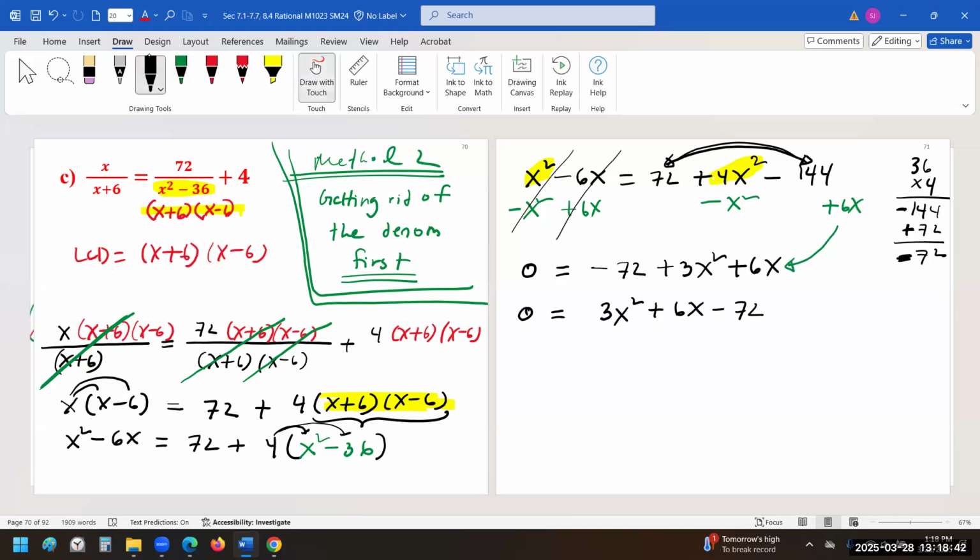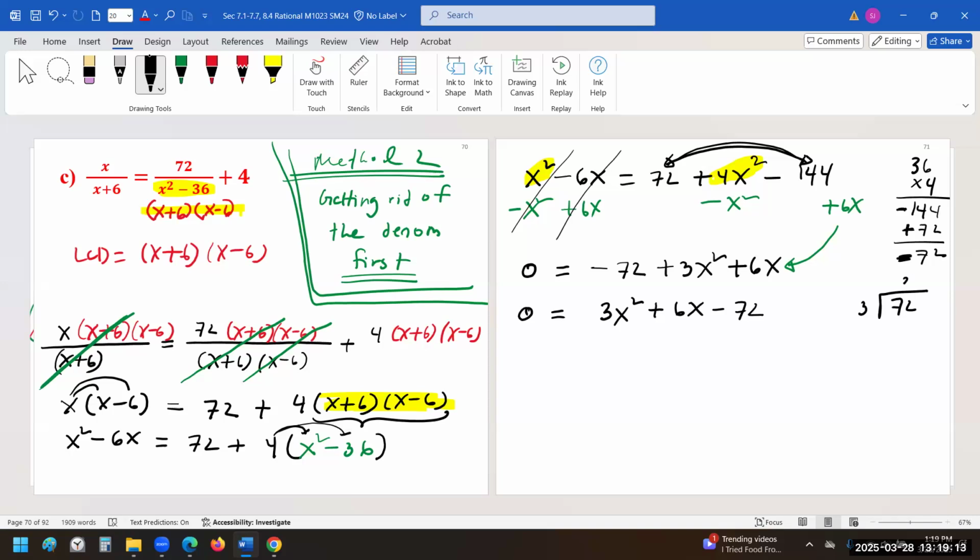And then what do we do to solve? Before you go for AC, anytime you factor, what is your first step? GCF. Do you see any GCF? We know 3 is divisible by 3, 6 is also divisible by 3. How about 72? It is divisible by 3, it's 24. If you don't know, you can do it here.